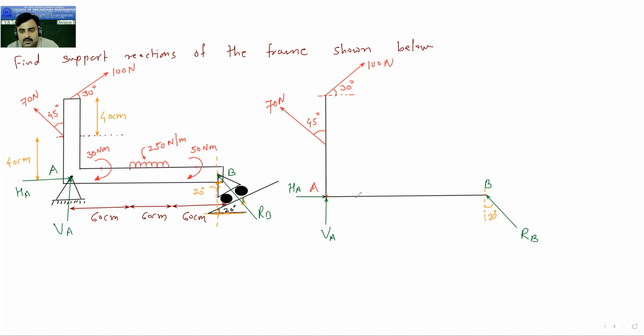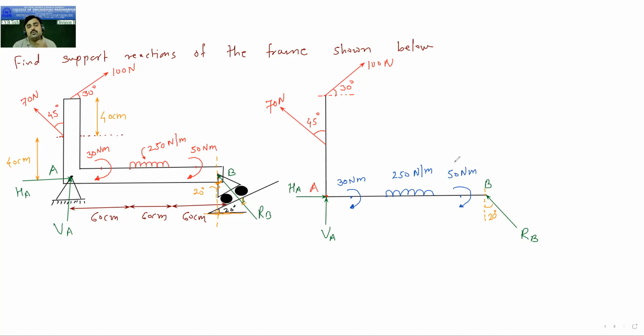Now moving further, I will draw over here one moment. So here the moment is acting at this point, and this moment is 30 Newton meter. Here the UDL is given, and this UDL is of 250 Newton per meter. Okay, and here again the moment is given, it is 50 Newton meter.